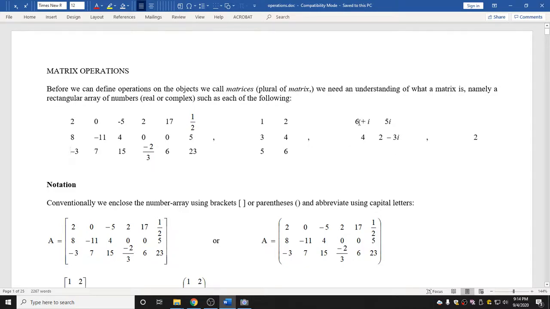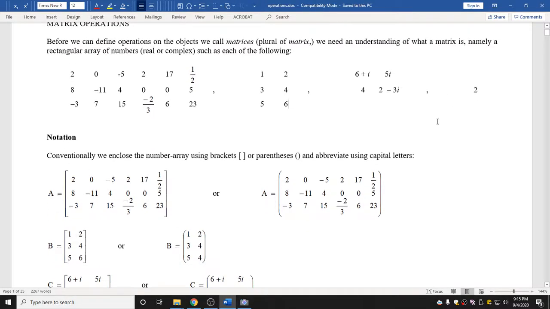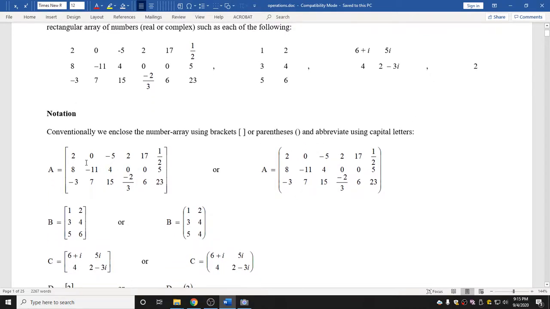Here is another matrix. First row has 6 plus i, 5i. Second row has 4, 2 minus 3i. Here, this matrix has complex number entries. And this last example is the matrix that has 1 row, 1 column. Its entry is 2. Now we have some notation for matrices. We write a rectangular array, and then we enclose it with some brackets or maybe some parentheses.